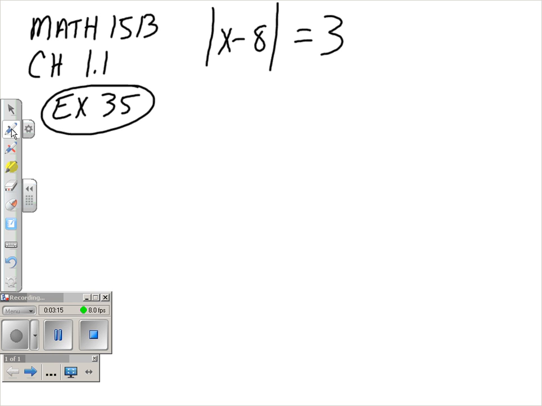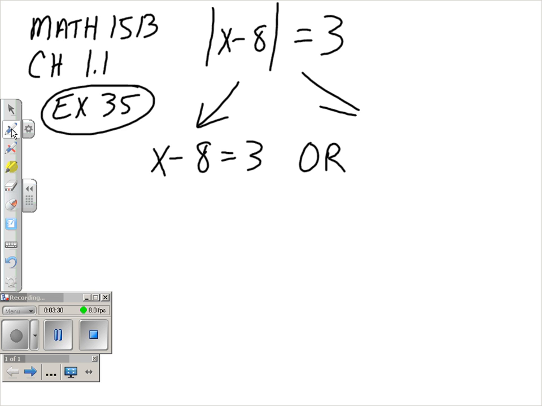All right, so let's go to solving this equation right here. This is an example for problem number 35. Our first situation will be x minus 8 equals 3, just as it's written. We just took the absolute value brackets off. Or x minus 8, just take the brackets off, equals the opposite of 3. The opposite of 3 is -3. And those are the 2 equations we're going to solve.